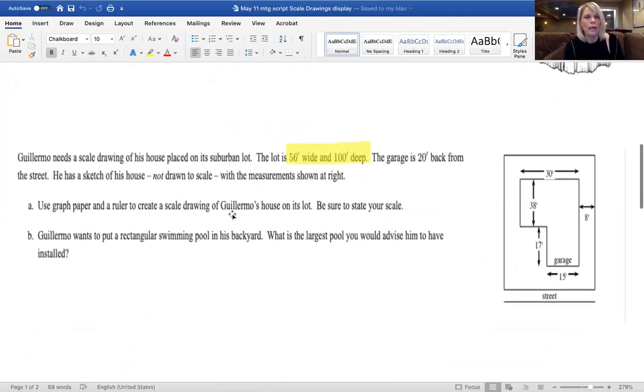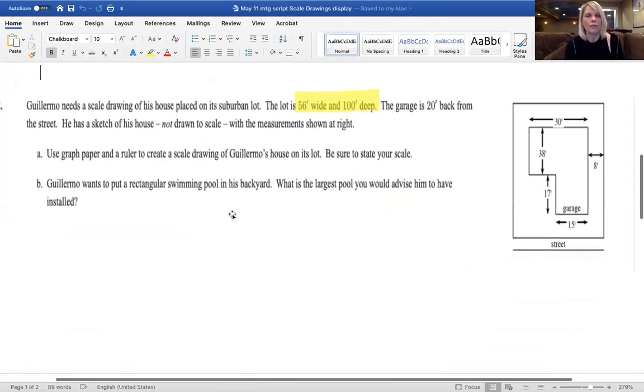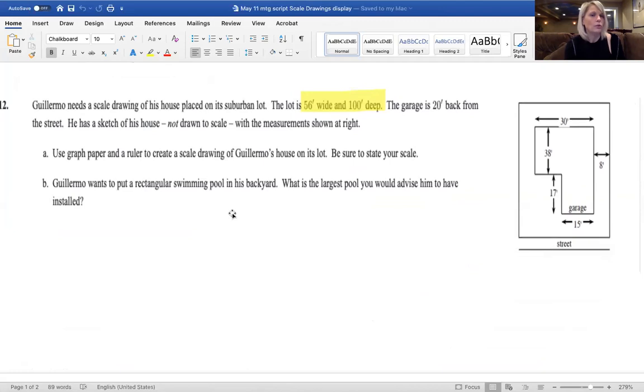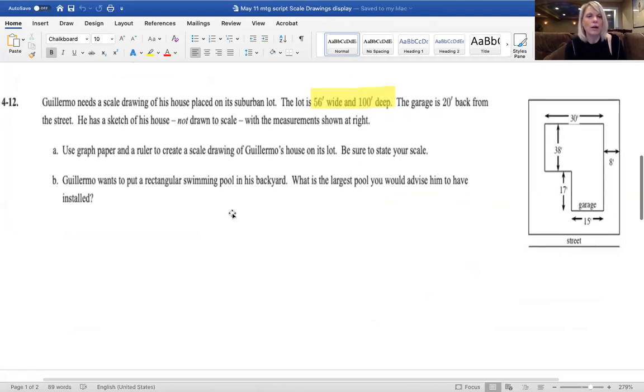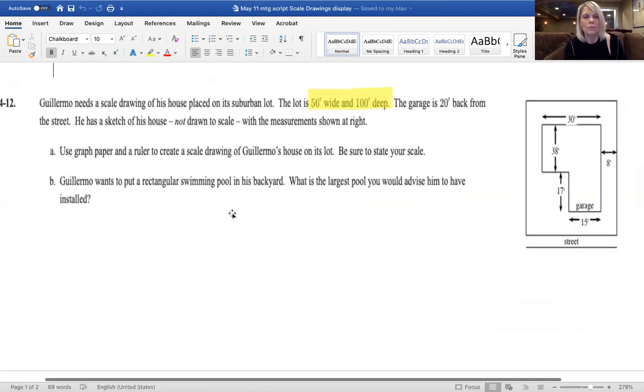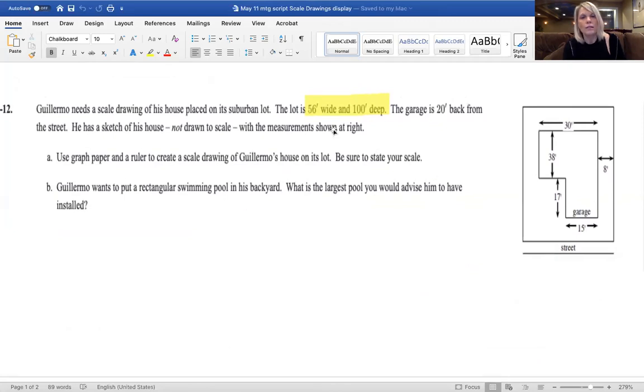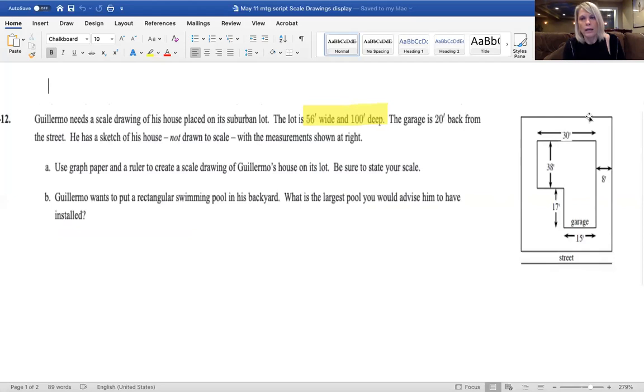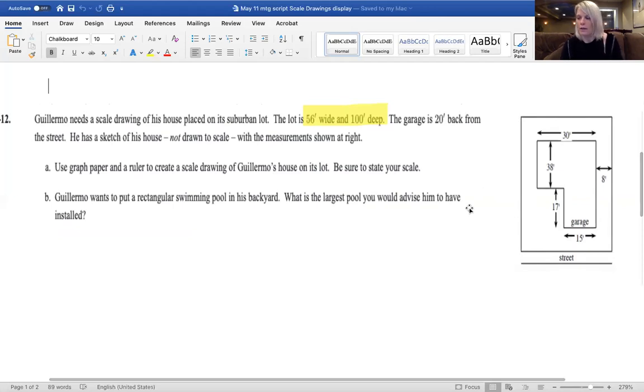Okay, so we have Guillermo. I love these names. Guillermo needs a scale drawing of his house placed on its suburban lot. The lot is 56 feet wide and 100 feet deep. When you're thinking wide, obviously across here, it's 56 feet wide and it's 100 feet deep. The depth is how far it goes back from the street to here. So that's the information they give us.